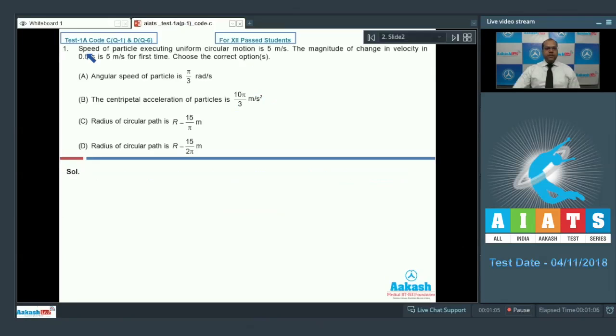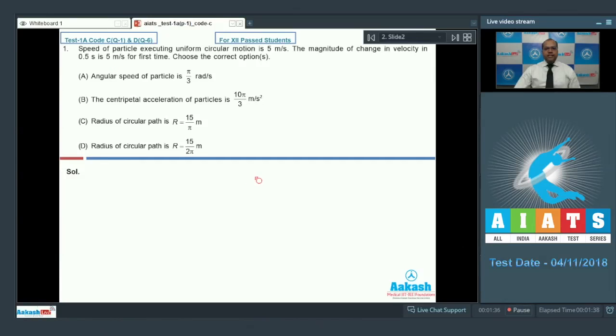Let's move to question number 1. In question number 1, the speed of a particle executing uniform circular motion is 5 meter per second. The magnitude of change in velocity in 0.5 second is 5 meter per second for the first time. Choose the correct options. Then we have to check the validity of these statements.